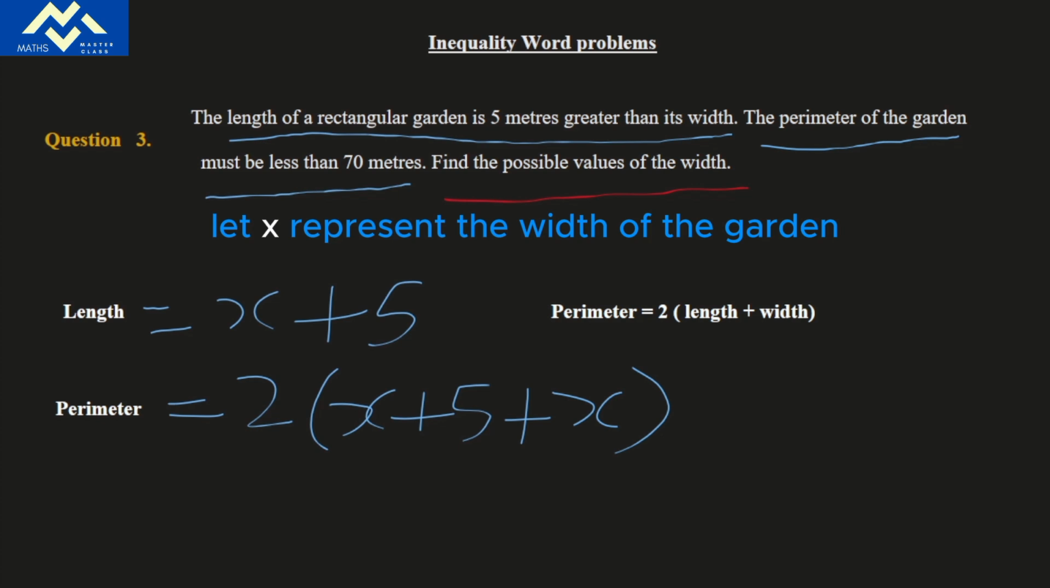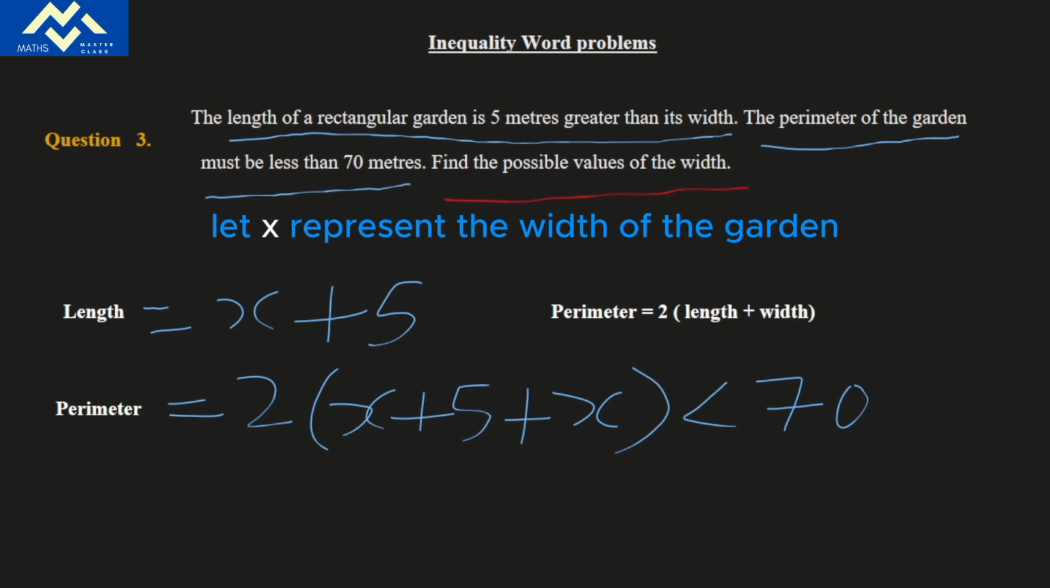And the question says the perimeter must be less than 70 meters. So we write less than 70. Now we have successfully translated the word problem into an inequality. Let's solve it. Our goal is the same as before, we want x by itself.